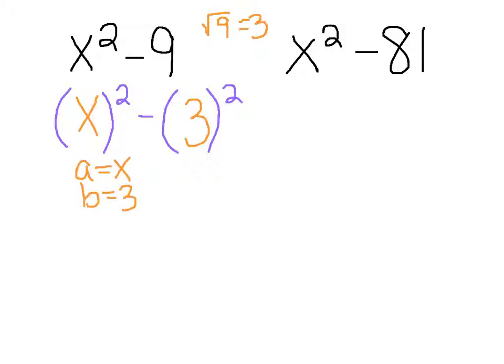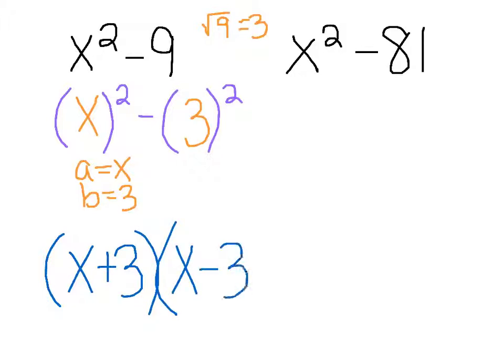You don't need to write this out every time, but it might be helpful while you're getting used to this. So therefore, my factored form of x squared minus 9 is a plus b, so x plus 3, times a minus b, or x minus 3. This is my final answer, x plus 3 times x minus 3.